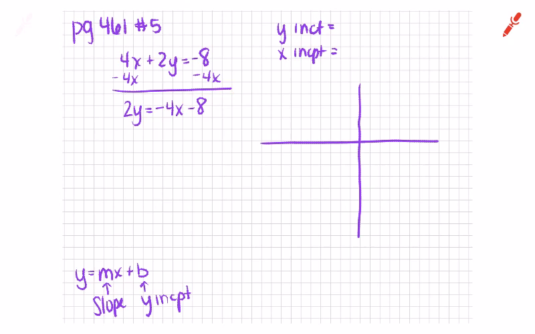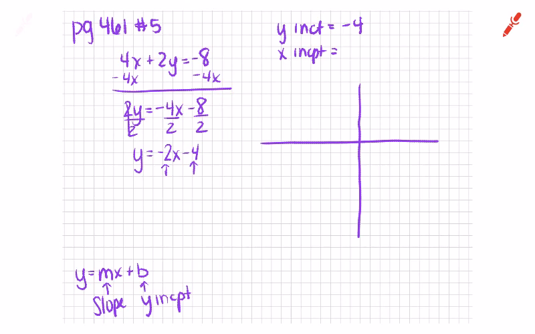Okay, we're still not solved for y yet. Right now it's multiplied by 2. To undo multiplication, we divide. As long as I do it to every part, it'll be okay. I'm still staying equal. The 2's cancel out. I have y equals negative 4 divided by 2 is negative 2x, negative 8 divided by 2 is negative 4. So my equation becomes y equals negative 2x minus 4. My slope of this line is going to be negative 2. My y-intercept is negative 4. So that answers our first question.